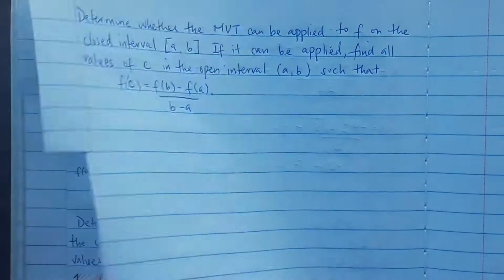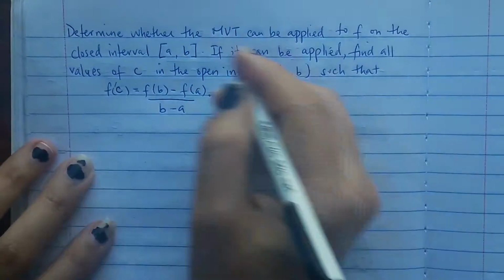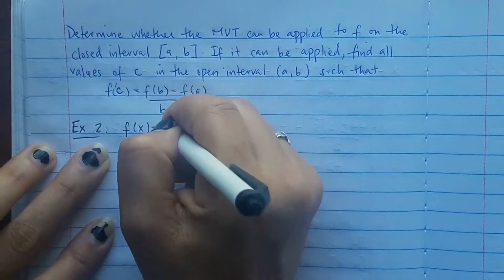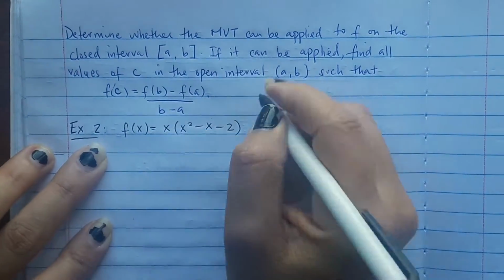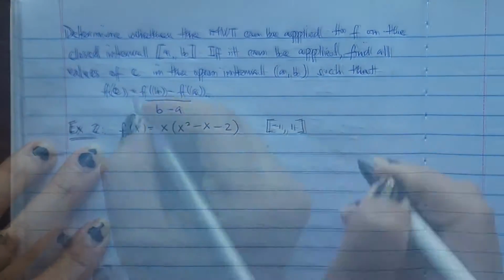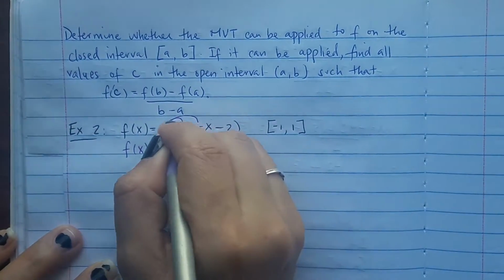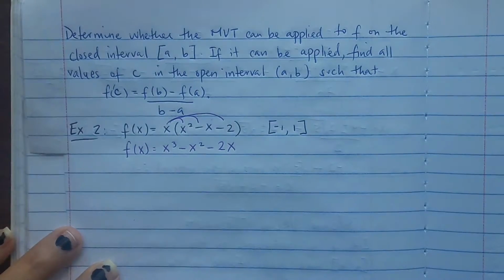So the function that we're looking at is going to be f(x) equals x times (x squared minus x minus 2) in the interval [-1, 1]. Distribute the x inside the parentheses so it's easier. So it's going to give you x cubed minus x squared minus 2x.